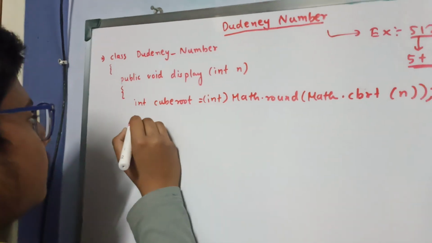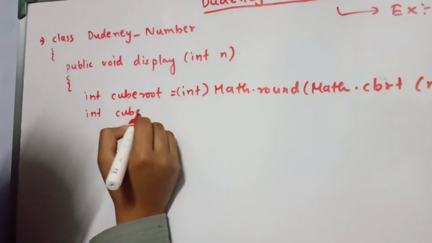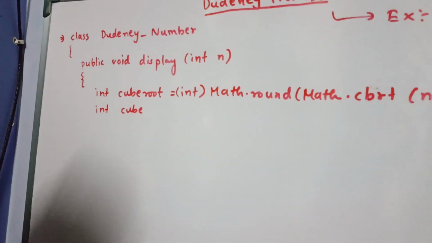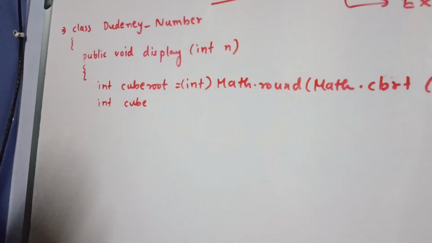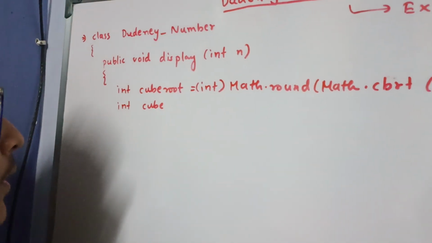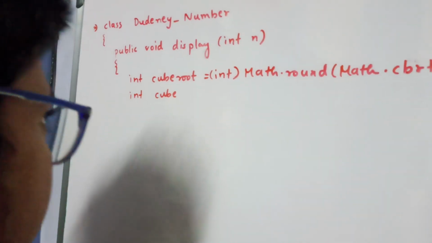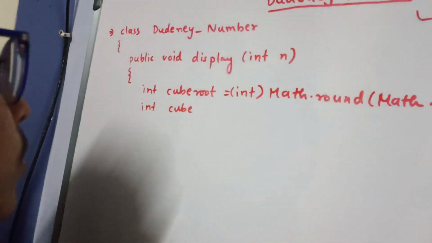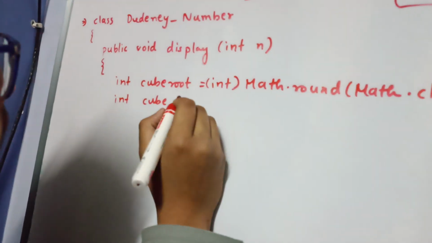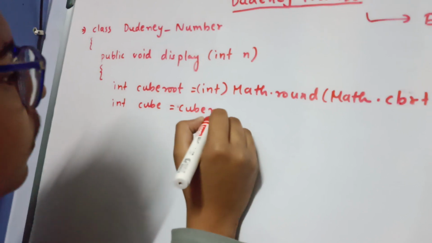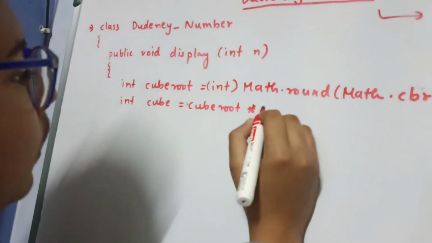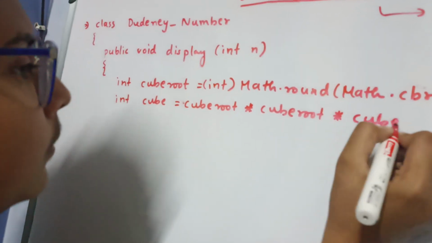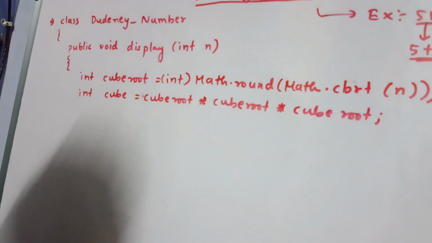Next what will we write? Next we will write the code to find the cube of this cube root. Suppose you are given a number 27. Now you have found the cube root of 27 to be 3. Now when you try to find the cube again, you will multiply the cube root three times, meaning cube root into cube root into cube root. So I will do that similar thing. Cube root into cube root into cube root. So I have ended the statement.